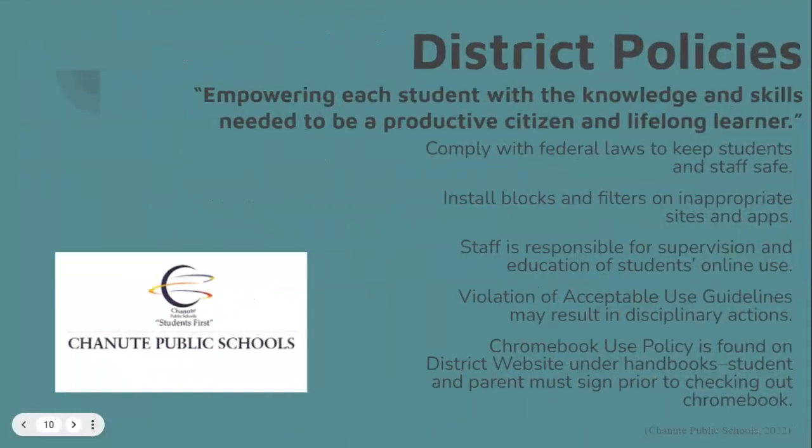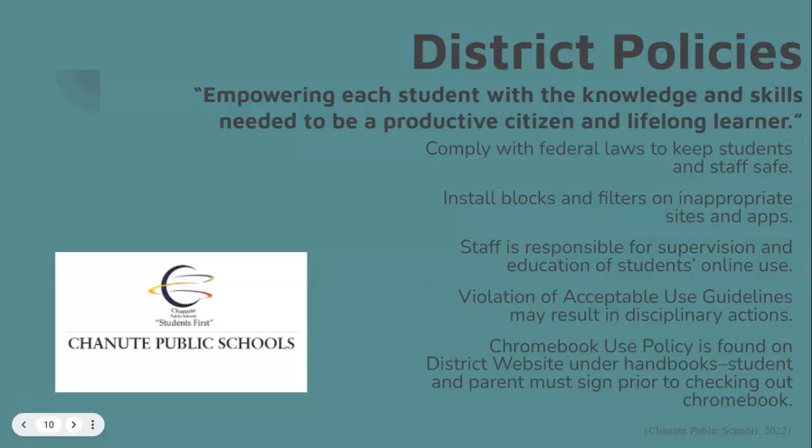So let's look at Chanute USD 413 district policies. If we recall, the mission statement for USD 413 says, empowering each student with the knowledge and skills needed to be a productive citizen and lifelong learner. In order to become a productive citizen and a lifelong learner, our students are going to need to know how to use the internet safely.